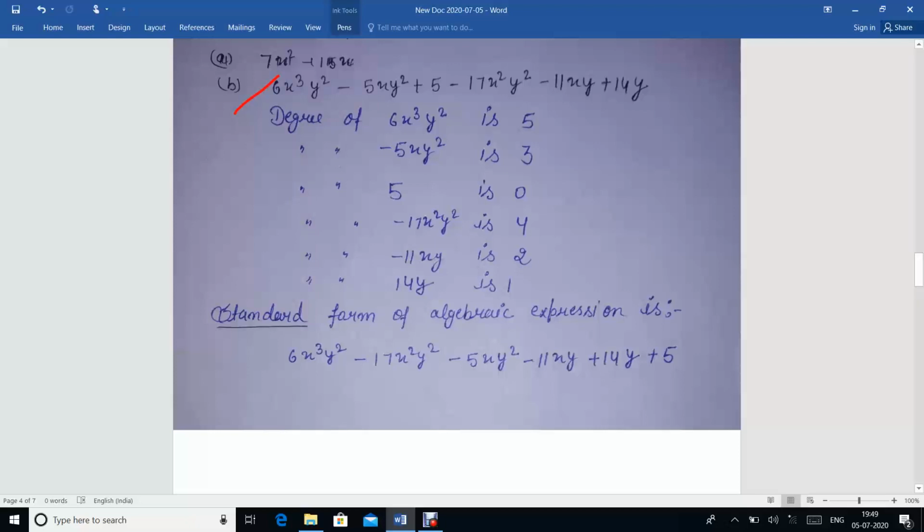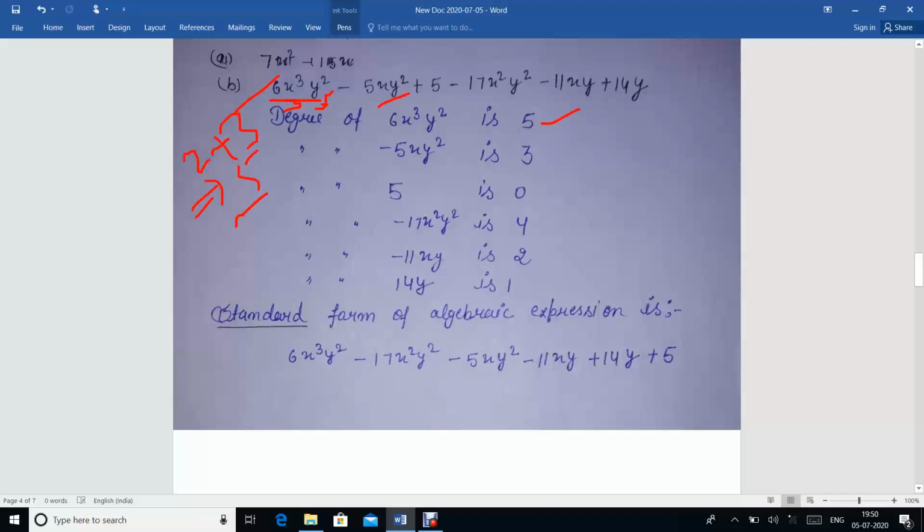I have told you how to find the degree of any term. So firstly you have to find the degree. Here 6x cube y square is the first term. The first variable is x and the second variable is y. The power of the first variable is 3 and the power of the second variable is 2. So you have to add these two powers, 2 plus 3, which is equal to 5. So 5 will be the degree of 6x cube y square.